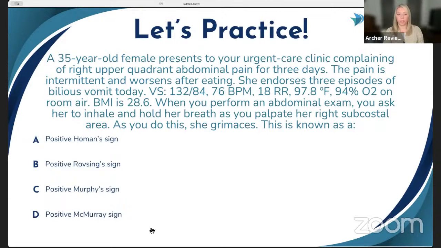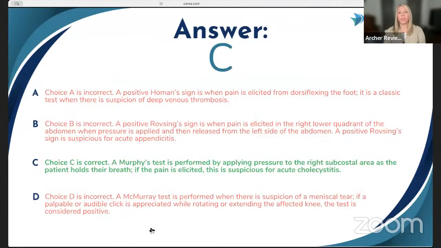All right, does everyone have their guesses? So the answer is C. The Murphy's test is performed by applying pressure to the right subcostal area as the patient holds their breath. If the pain is elicited, this is suspicious for acute cholecystitis.